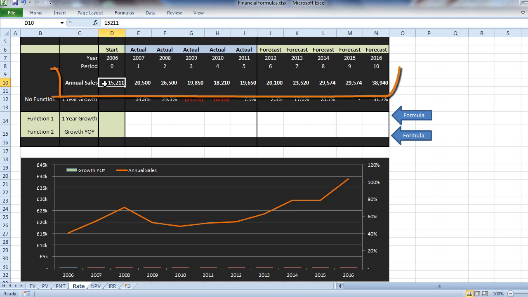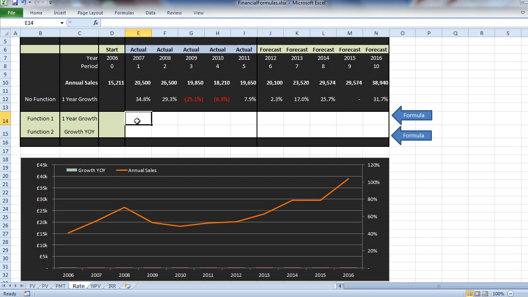So in 2006 we did 15,211 pounds, euros, dollars, yen, whatever. And in 2016 we did 38,940. So let's say you would need to know, or your manager wishes for you to know, what the percentage change was each year. In other words, 2007 versus 2006 increased by 34.8%.